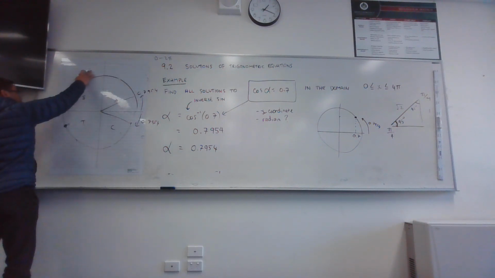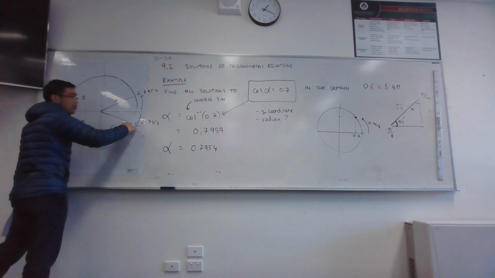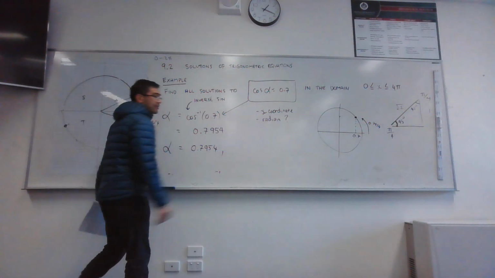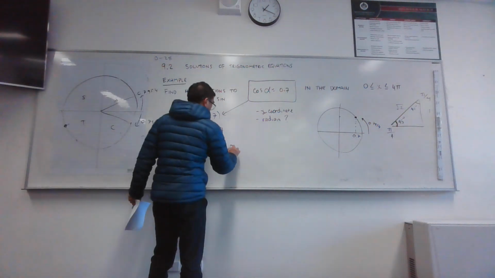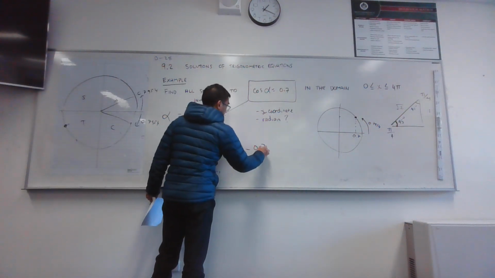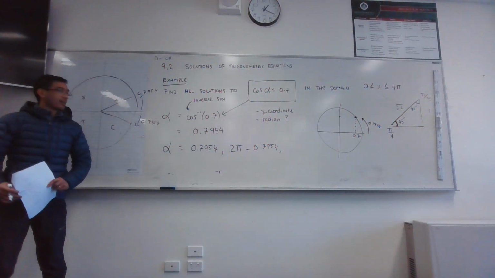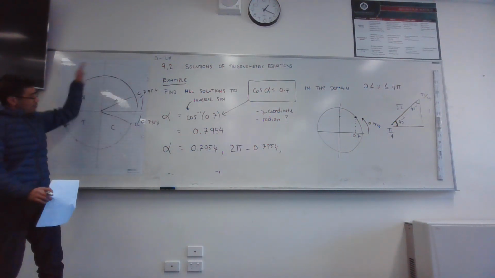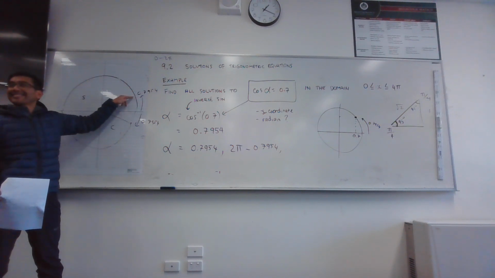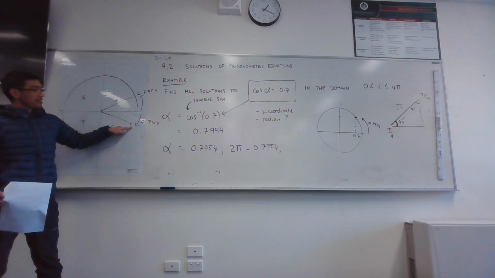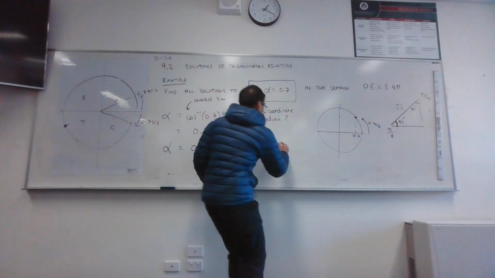I walk here, no hits, no hits, no hits. This is a hit. How do I describe this one? It's 2 pi minus that. Okay. I've gone around once. How do I describe this one, Zay? If this is 2 pi minus that, then what's this one? 2 pi plus that. Correct.